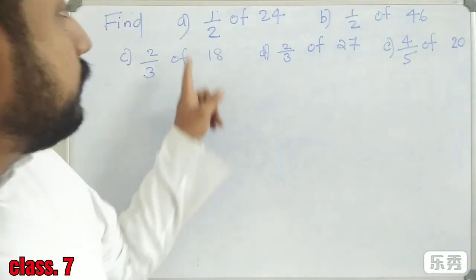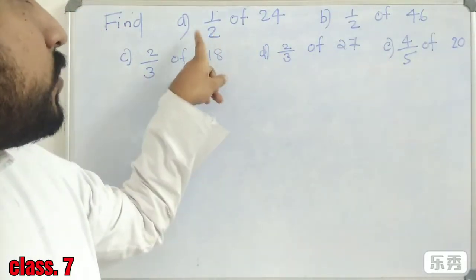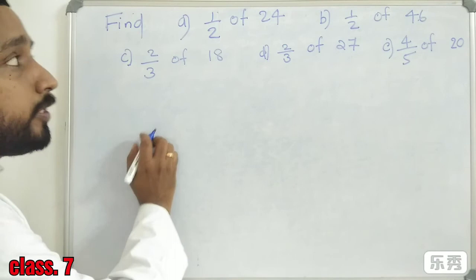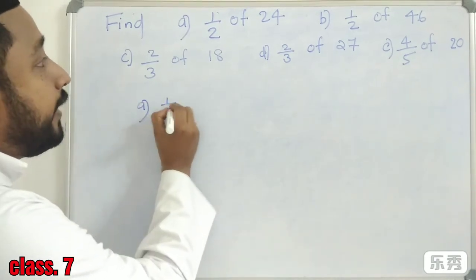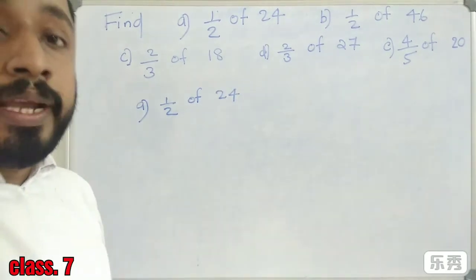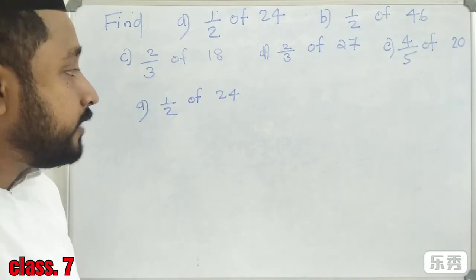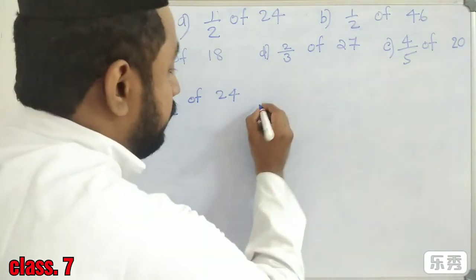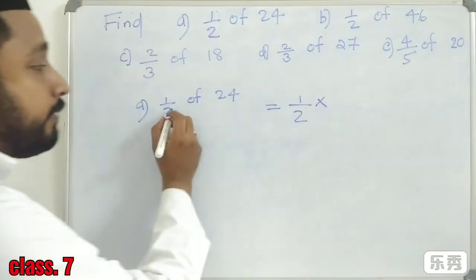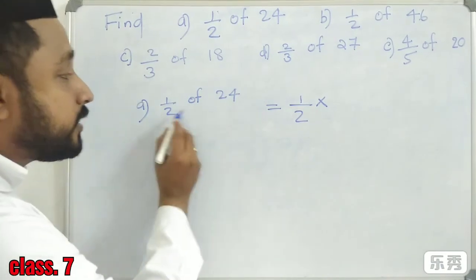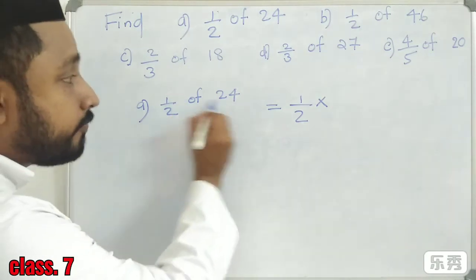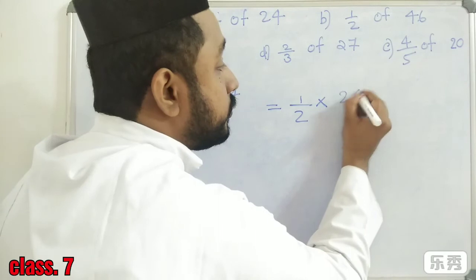Next, find. There are 5 questions. First one, find 1 by 2 of 24. How can we find 1 by 2 of 24? 1 by 2 of 24 means 1 by 2 into 24.